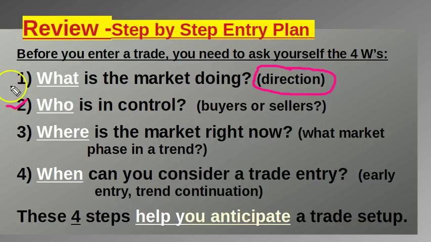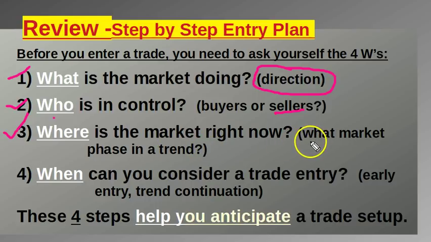Now, the second thing here is who. This is the second question. Who is in control, the buyers or sellers? So in an uptrend, you want to trade with the buyers, and in a downtrend, you want to trade with the sellers, okay? But depending on where the market is, and this is your third question, where's the market right now? Either the buyers or sellers may be in control, in contrary to the overall dominant trend. And again, on the charts, I'll show you what that means.